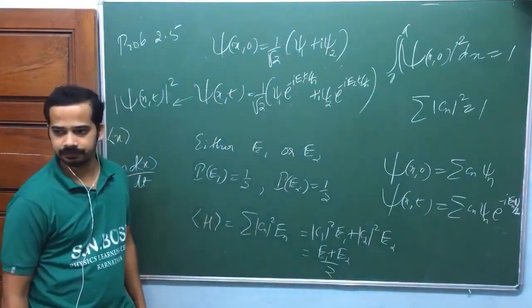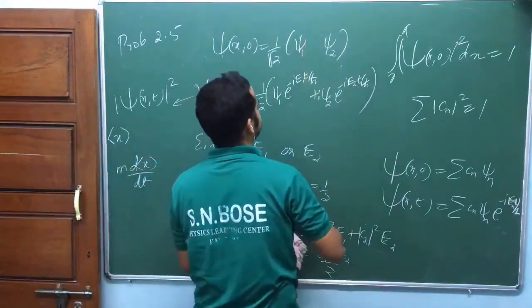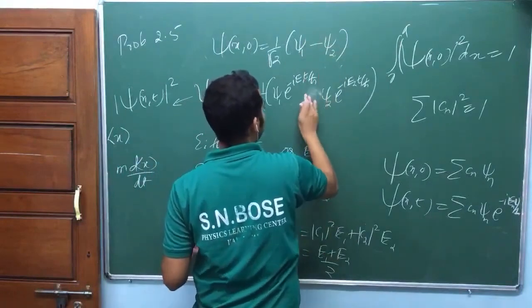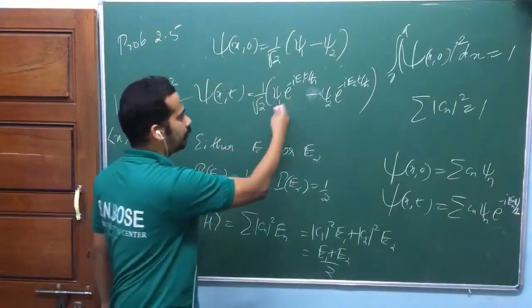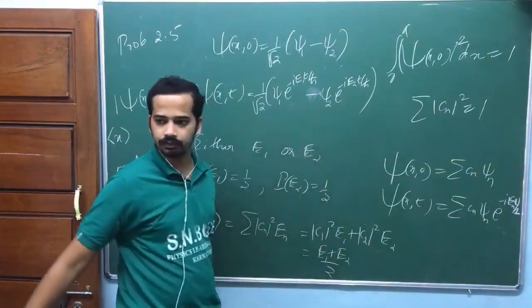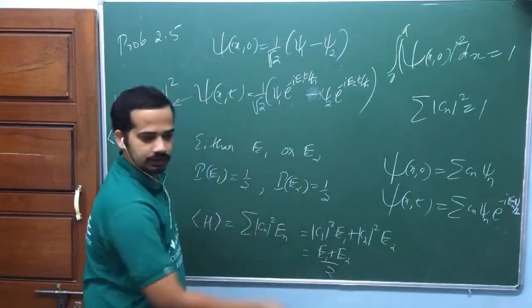Or suppose you have a minus here, you will have a minus sign here. But again, these are mod squares. Mod C1 square, mod C2 square, maybe C2 is minus 1 by root 2. Then also these answers are the same.